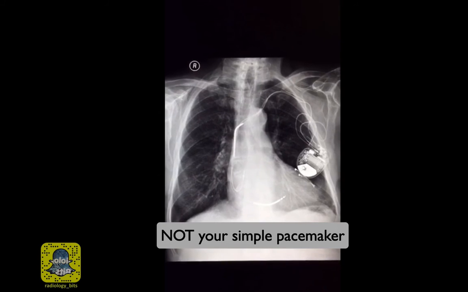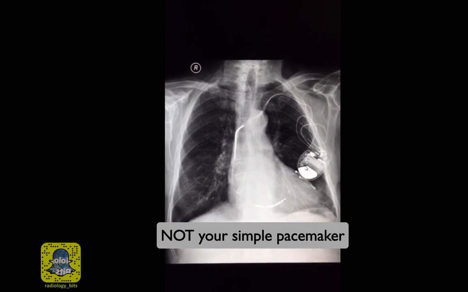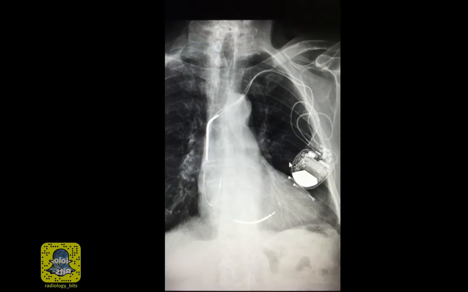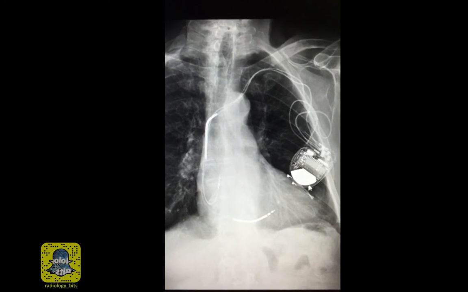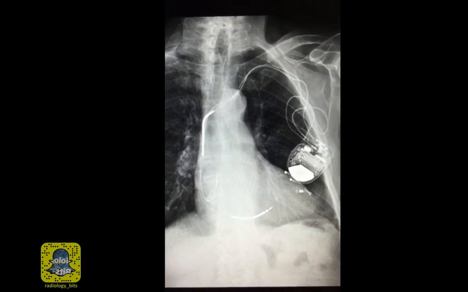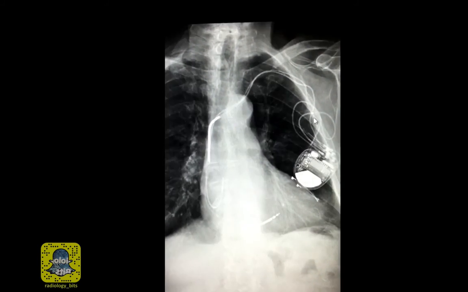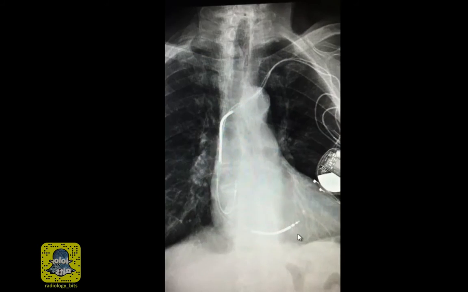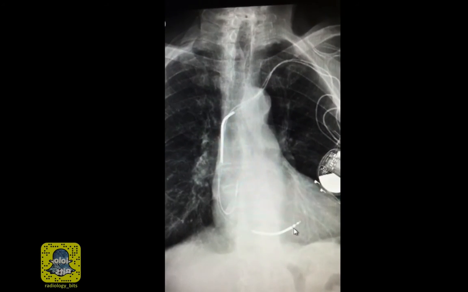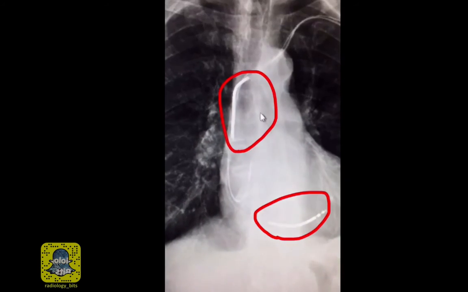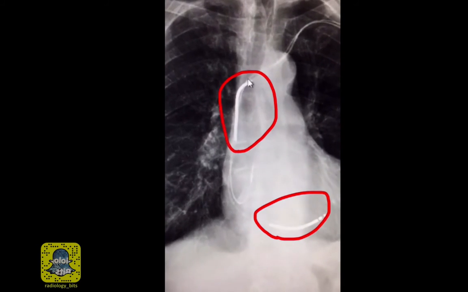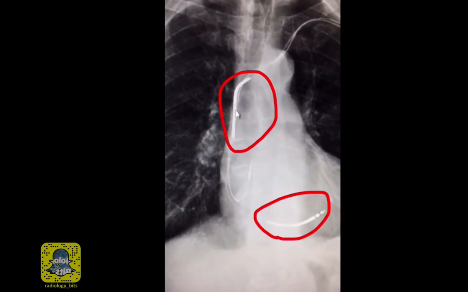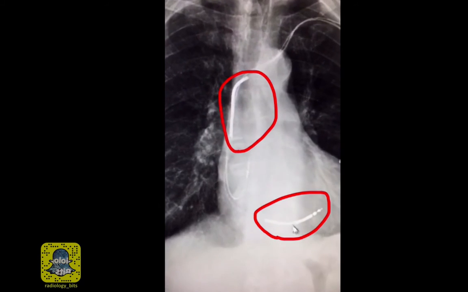Many would call this a pacemaker, but this is actually not. This looks similar to a pacemaker since a pacemaker has this generator device. It has one or more leads and ends with a tip that could terminate in an atrium or a ventricle. The thing that you should not see with a pacemaker is this dense and thicker metallic component here and there.